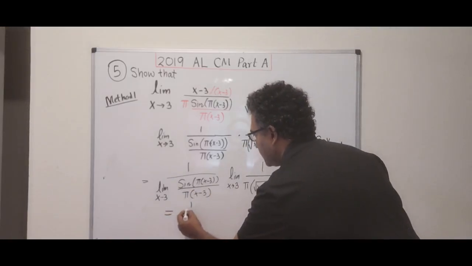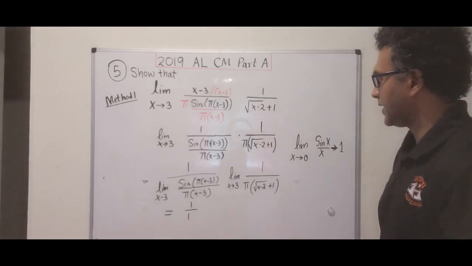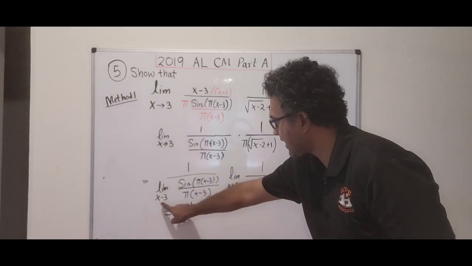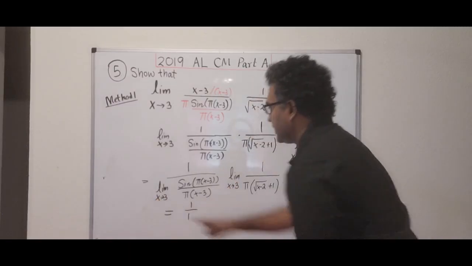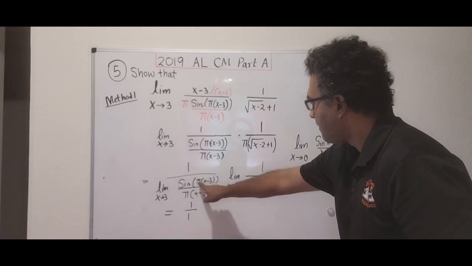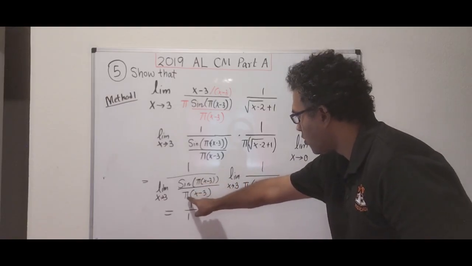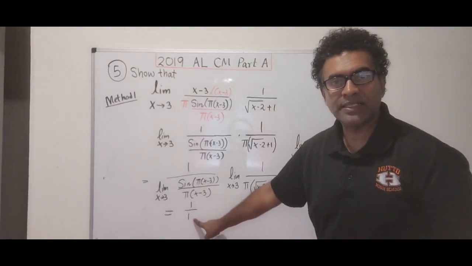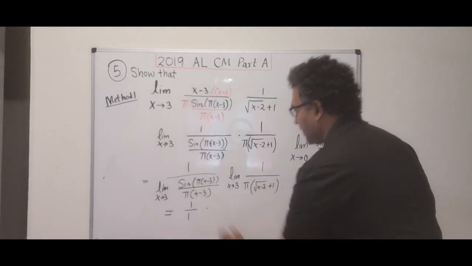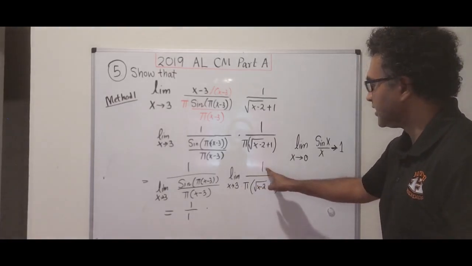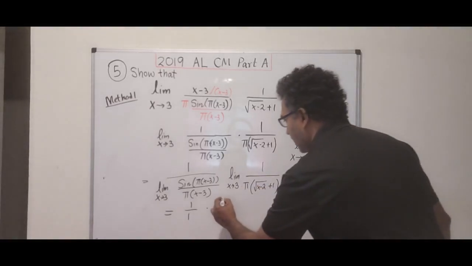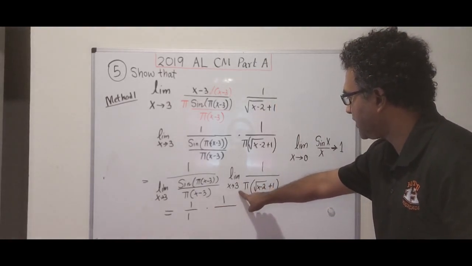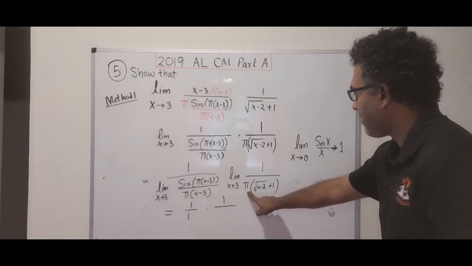So as you can see here, I'll have 1 over 1 as my final answer. Why is it 1? Because the limit as x goes to 3 of sine pi times x minus 3 over pi times x minus 3 becomes 1. That's why I put a 1 in the denominator, and then multiplied by this one. In the numerator, it's just 1, a constant. And in the denominator, look, as x goes to 3, we have pi.